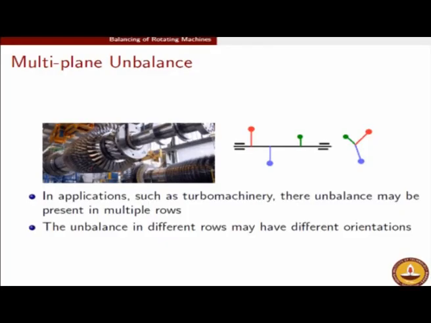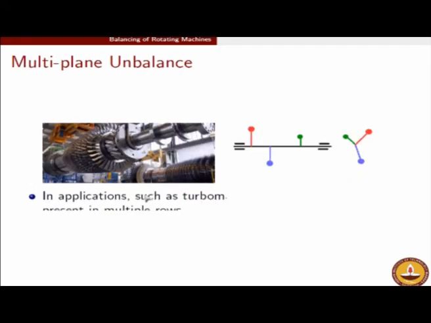Okay, fine. We'll go ahead now with the multiplane balancing problem. So here again, coming back to my slides, this is a typical turbo machinery. You get to see multiple rows of turbine blades being mounted on the rotor shaft. Till now we were talking about one rotating disc which was thin, but by no stretch of imagination can this rotor be assumed to be thin.